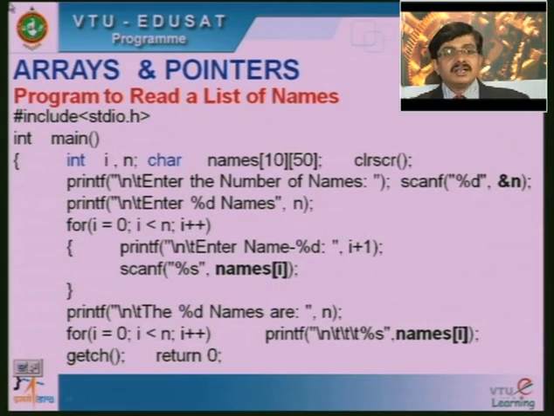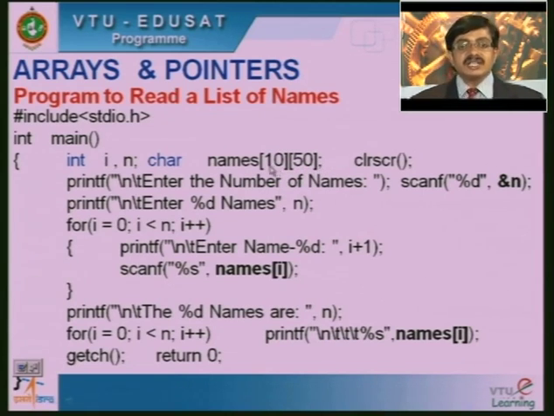Say for example, this is a program for reading a list of names. Here names of 10 by 50: 10 rows I have, 50 columns I have. So it means that I can read 10 names here. Each row corresponds to one particular name or a string, and I am restricting the number of characters that can be present in a name or string that I enter to a maximum of 49 only, because one will be reserved for the null character, right.